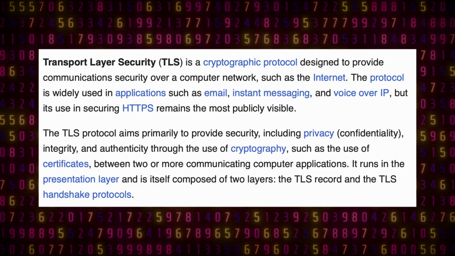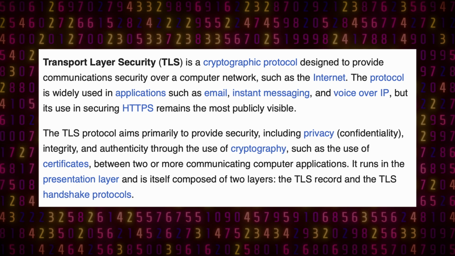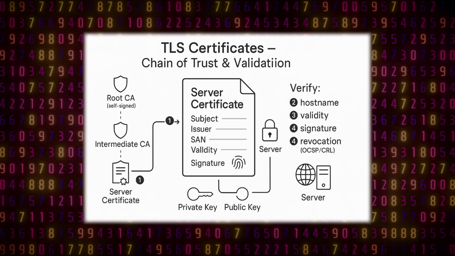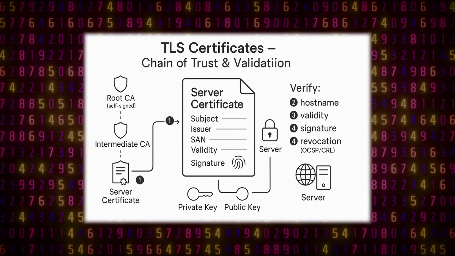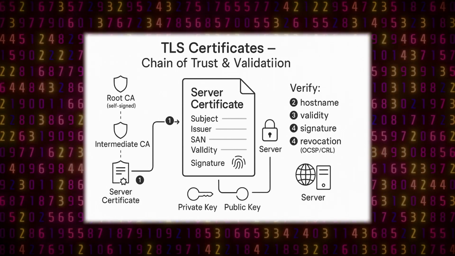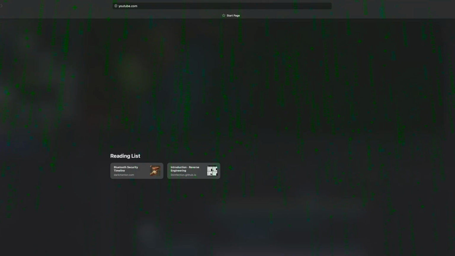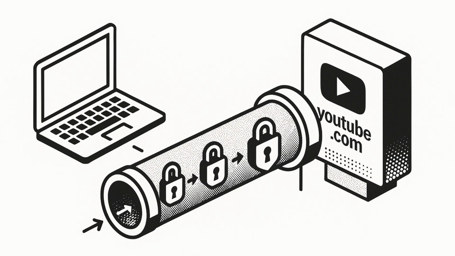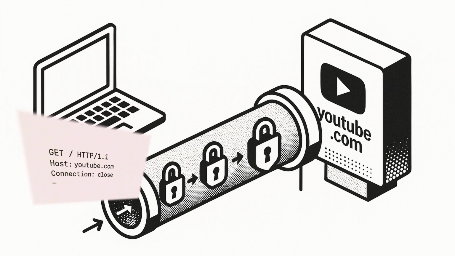Client hello and server hello messages exchange supported ciphers and random nonces. The server presents its certificate, you verify its authenticity, and both sides derive a shared secret for encryption. With the secure tunnel in place, the browser formats a simple text request, GET /, along with headers including Host: youtube.com, and pushes it through the encrypted TCP connection.